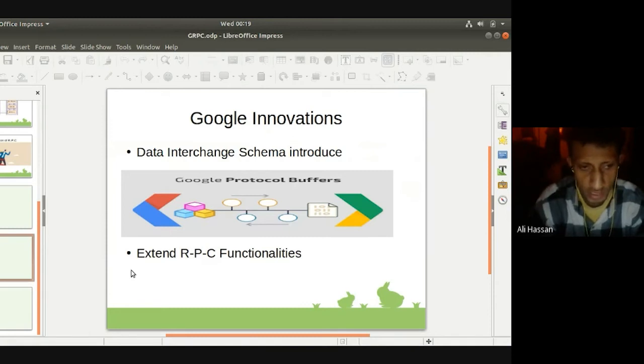The second innovation that Google raised is called extended gRPC. Any programming language that supports the RPC framework will allow communication over the network, like Golang and Python, or Java and C Sharp, etc.